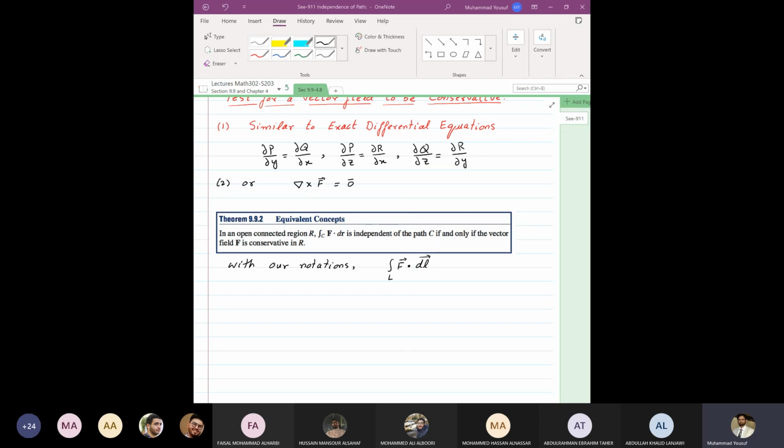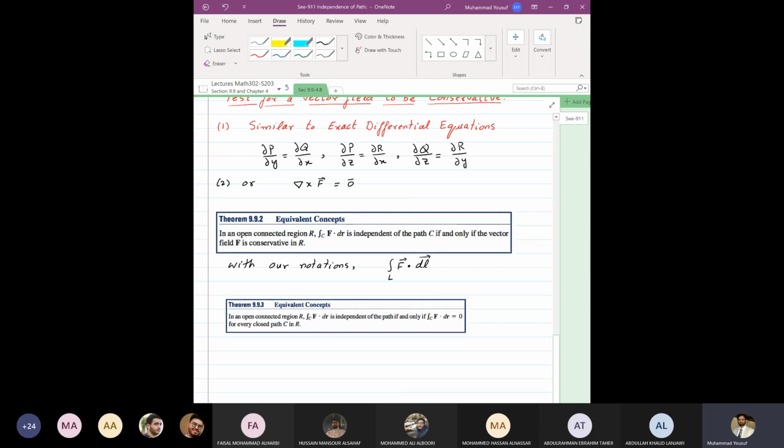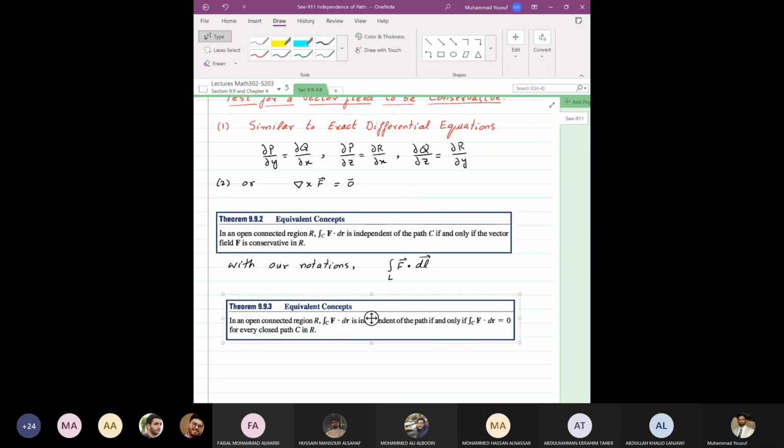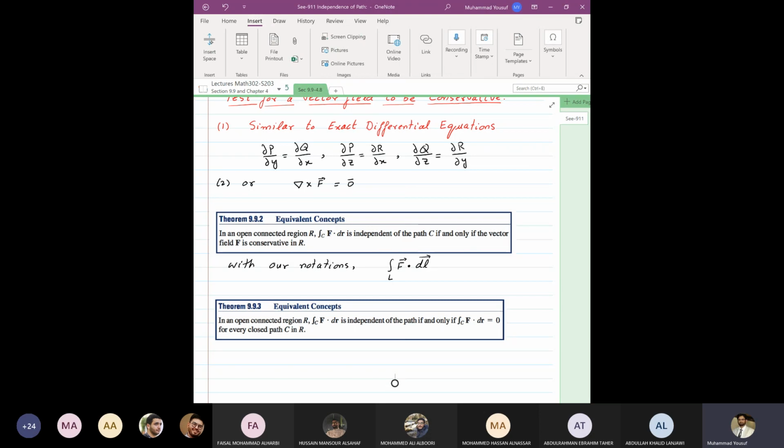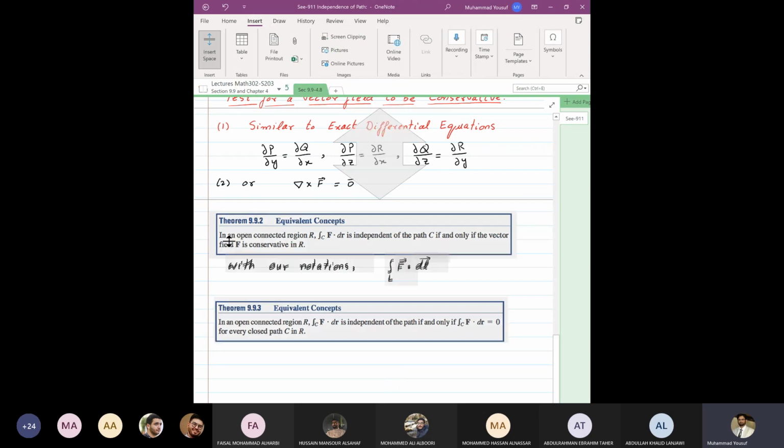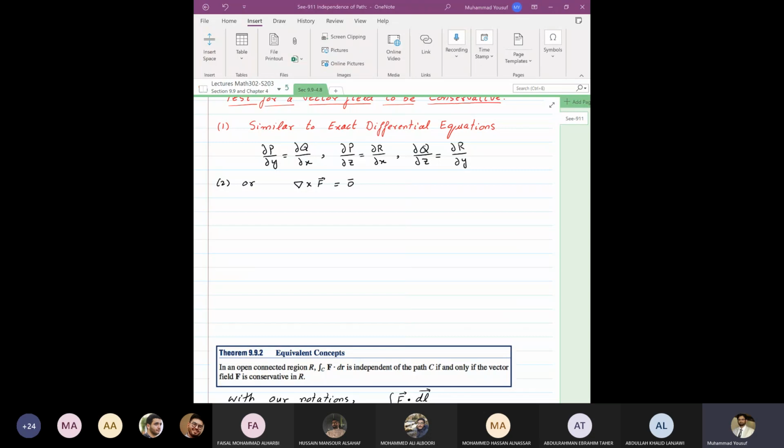And an equivalent concept is that when the path is closed, when the curve is closed, then the integral will be equal to 0. I think let me just go in the same order as given in your book for these theorems.